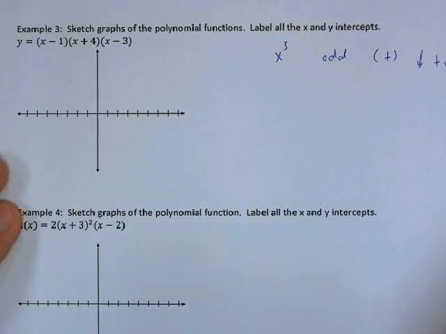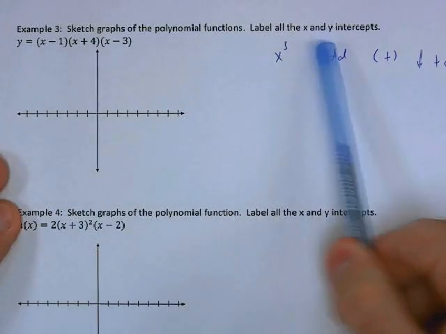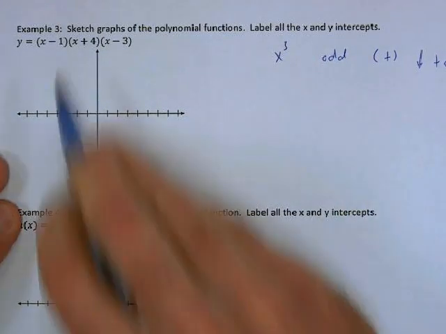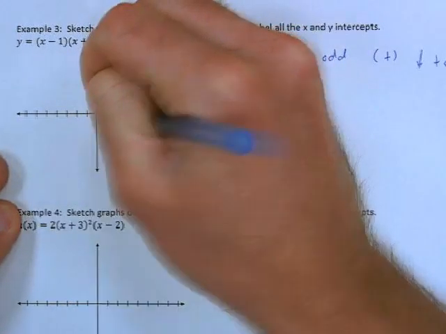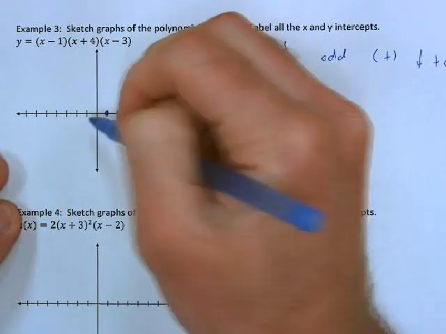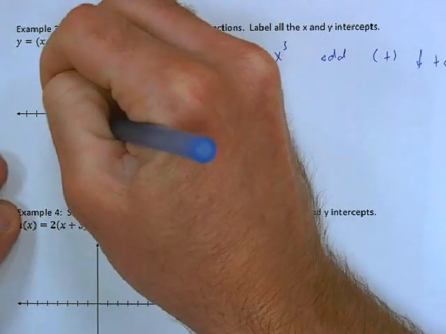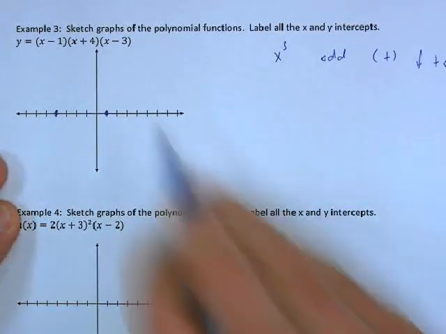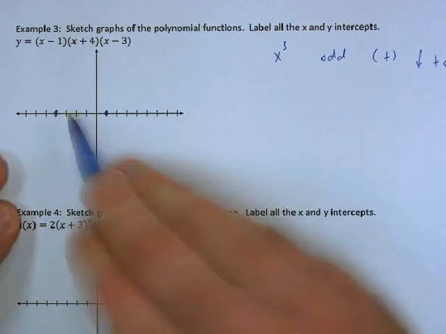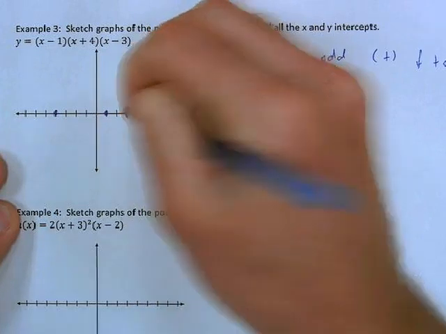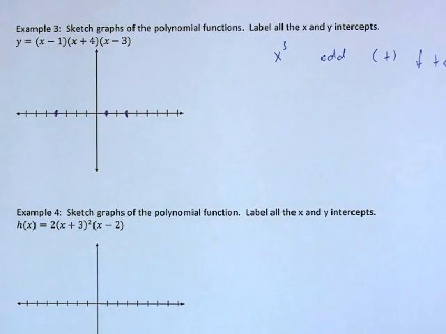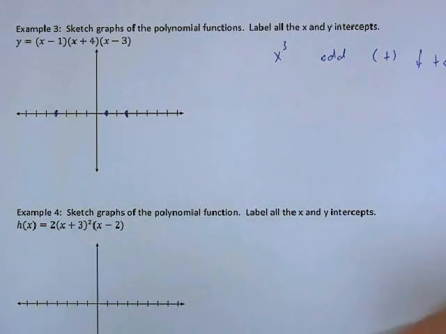Let's see. One thing that we actually need to label anyways is our x-intercepts. Where are our x-intercepts going to be? Positive 1, so we'll put a point there. Negative 4, 1, 2, 3, 4. And negative 3. Sorry, positive 3. All right, so we know that we got those three x-intercepts.